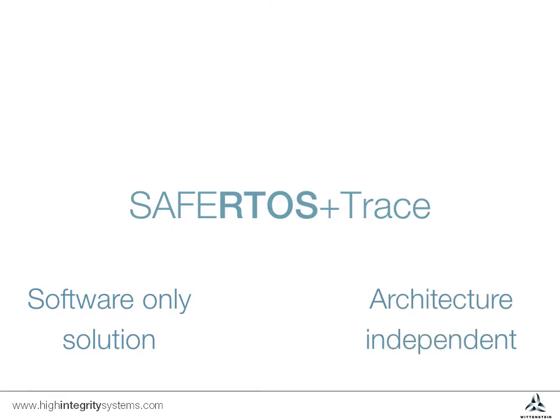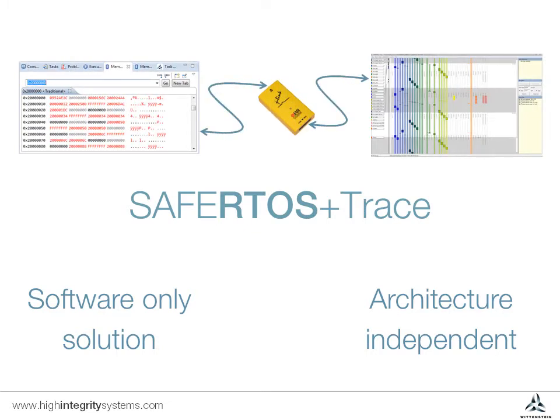SAFERTOS+Trace captures events into a small RAM buffer at runtime. The buffer can be downloaded post-run for examination in the GUI, or directly downloaded using a J-Link debug adapter. As well as built-in tracing for kernel events such as context switches, you can define custom events, or even add printf-like expressions to the trace.